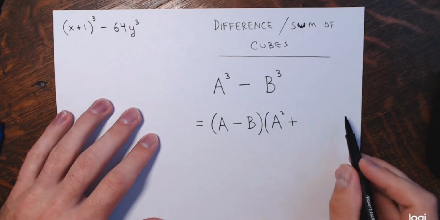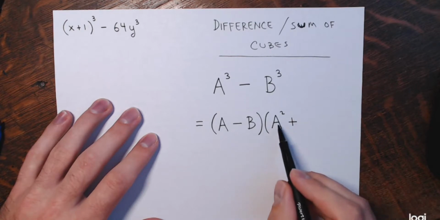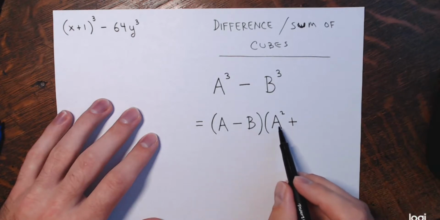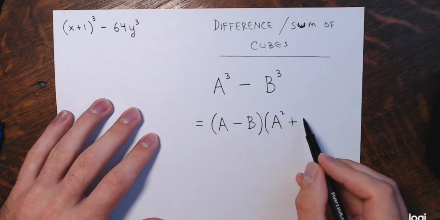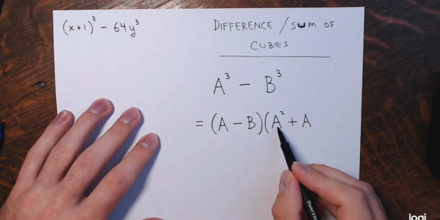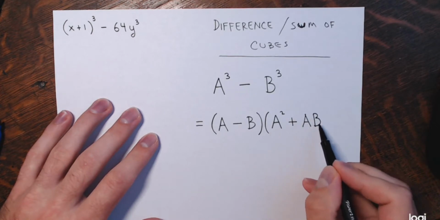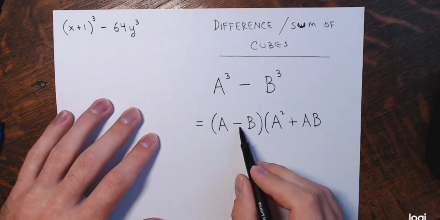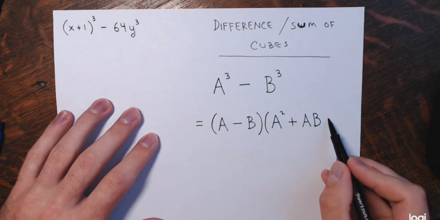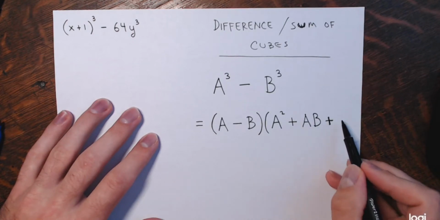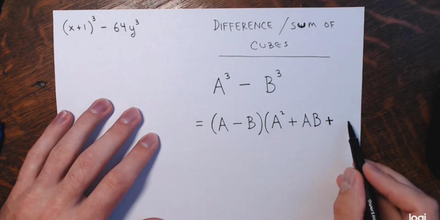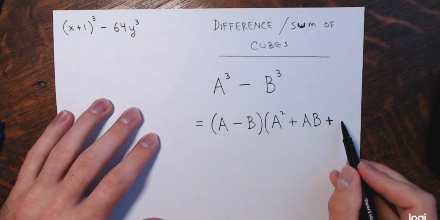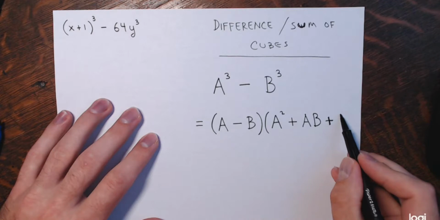Then what happens is, in this second factor, there will be 3 terms. The power of a decreases, and the power of b increases. So the next term, you had a squared, now you have a to the first. You had no b, so you have b to the first here. So plus ab. And then the last term has the same sign. The last term always has the plus as well. Plus. And then again, the power of a decreases, the power of b increases. So a squared, a to the first, no a, no b, b to the first, b squared.